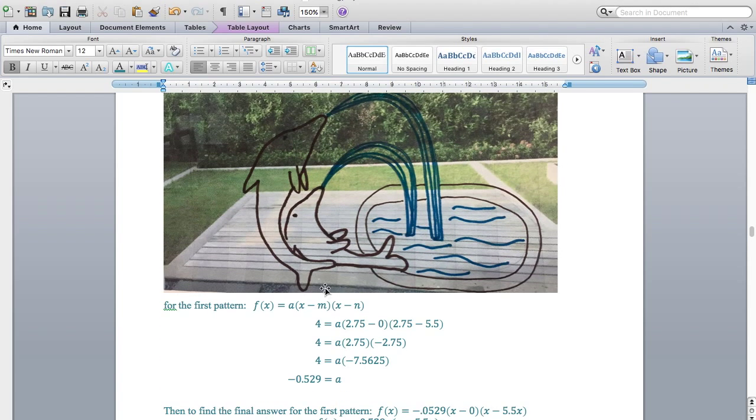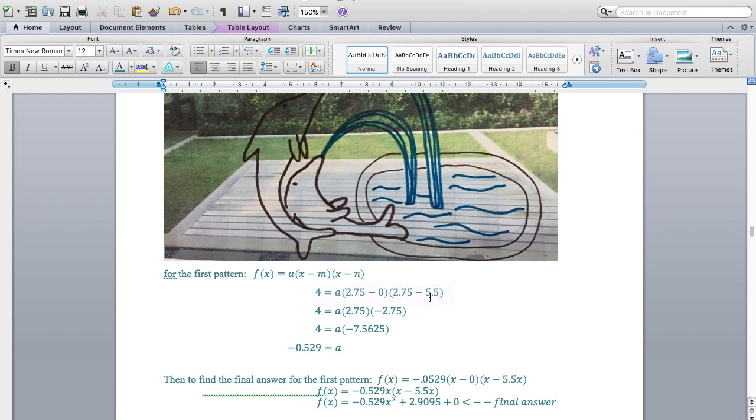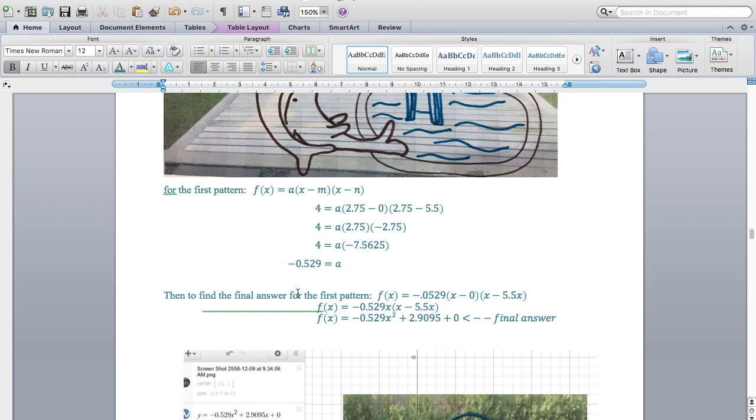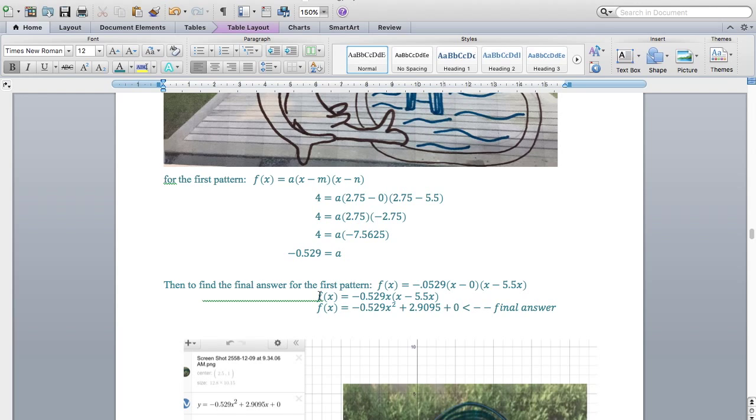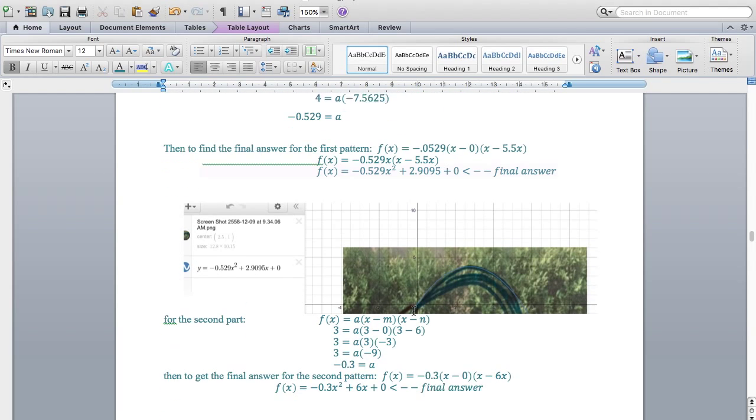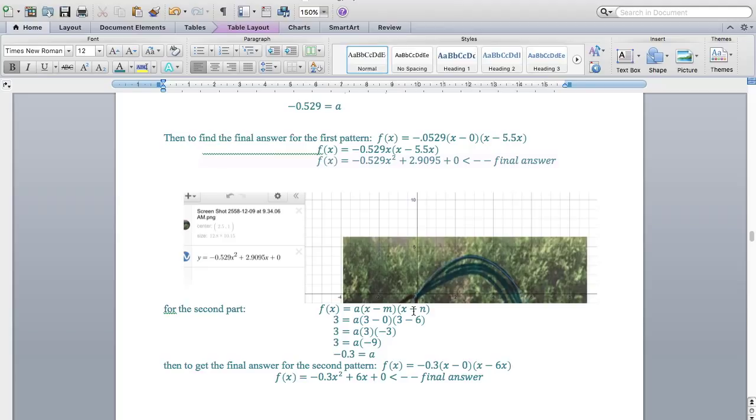For the first pattern, we used that same quadratic formula that we used in all phases and replace the numbers inside, and we will get A. After we have obtained A, we will put it back inside the formula over here, and we will get the final answer, which is the quadratic formula for the fountain. And here, see, it matches.